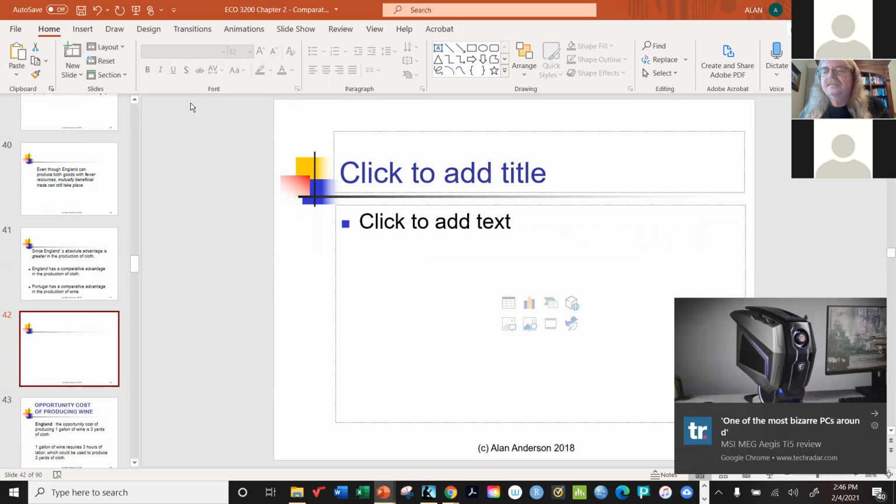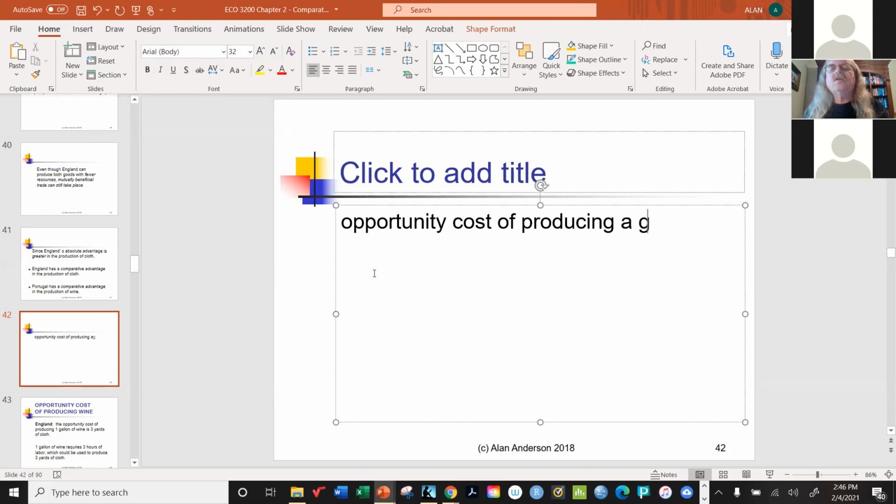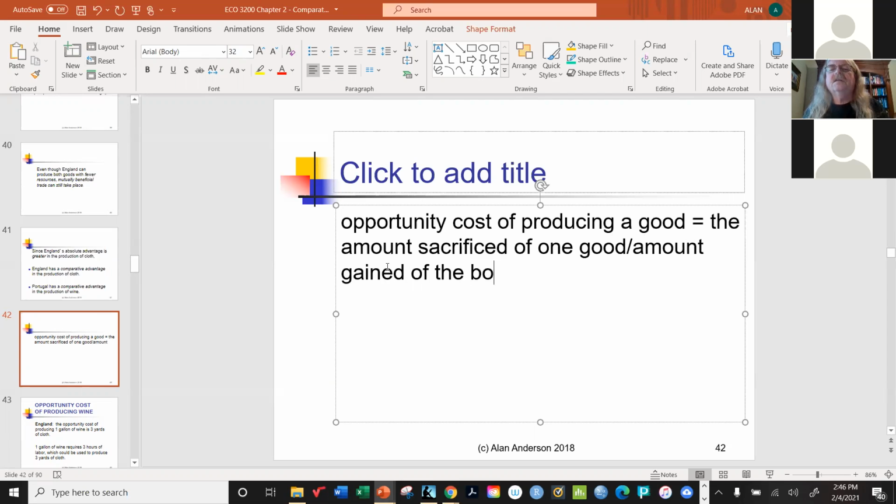So the opportunity cost of producing a good. Now, of course, when we produce one good, we have to produce less of another good. In other words, in the short run, with limited resources, the only way we can make more of one good is to make less of the other. So the opportunity cost of producing a good equals the ratio of the amount sacrificed of one good relative or divided by the amount gained of the other good.